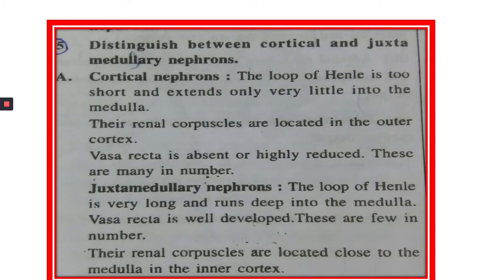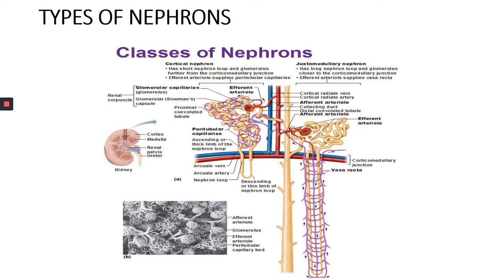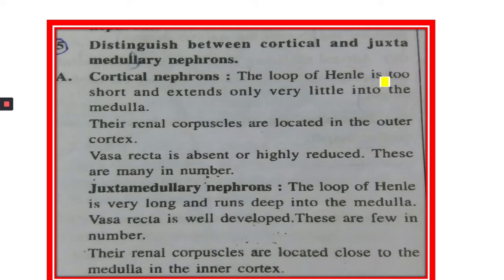Cortical nephrons: the loop of Henle is too short here. If you observe in this nephron, this is the loop of Henle. The loop of Henle is very short in these nephrons. It is useful for objective also. The loop of Henle is short here.